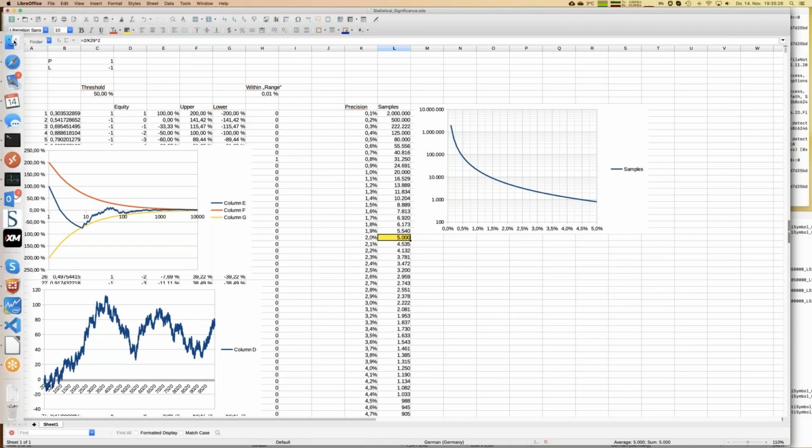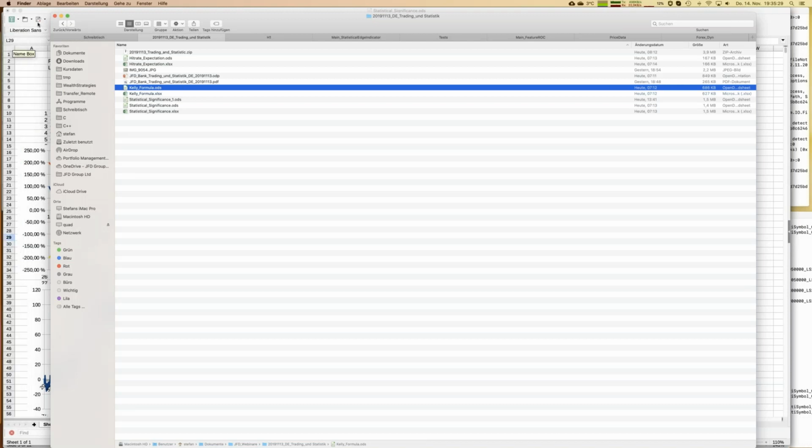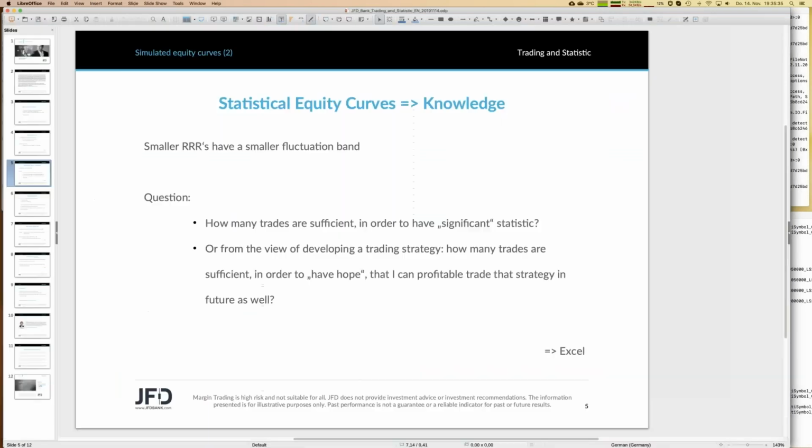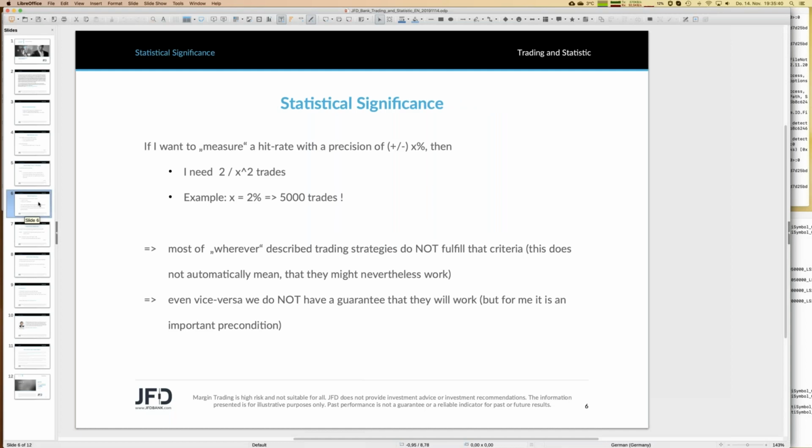And be aware that most trading strategies you might read in books or get to know in other webinars, they would not fulfill those kind of criteria. So let me summarize those once again. So if you want to measure a hit rate with a given precision, plus minus X%, then you need 2 over X square trades. So in my example, if you want to have an error bar of 2%, I need 5,000 trades. Whoops.